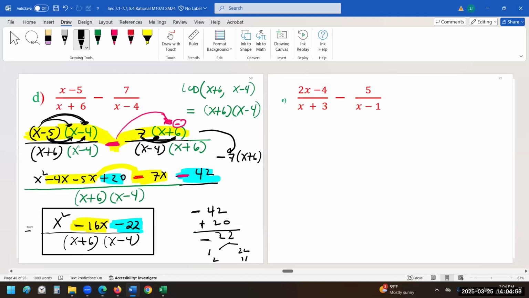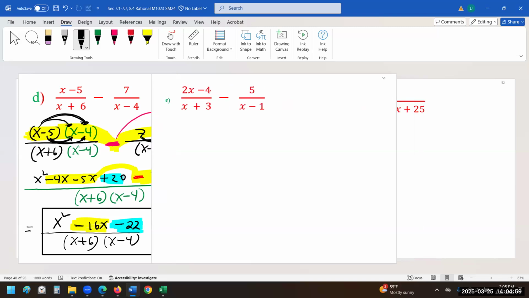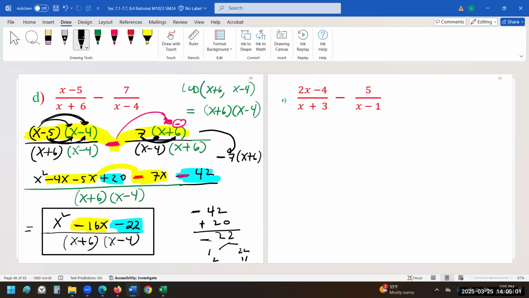Try the next one. And there is one more. So finish this. Let's give your exam back.